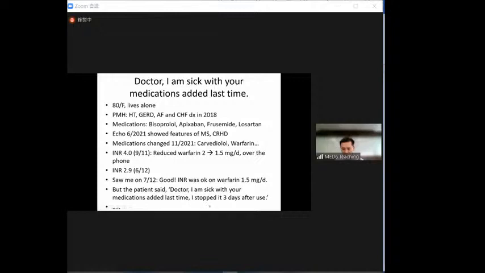But then, are you taking the warfarin? Yes, I'm taking it, 1.5. I'm following your instruction. But have you stopped the apixaban? No, I'm still keeping it. So the patient is taking the warfarin and the DOAC simultaneously. Of course, the INR is just normal, but I think she may have an increased risk of bleeding.